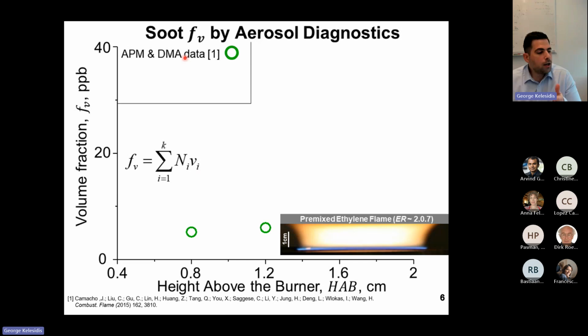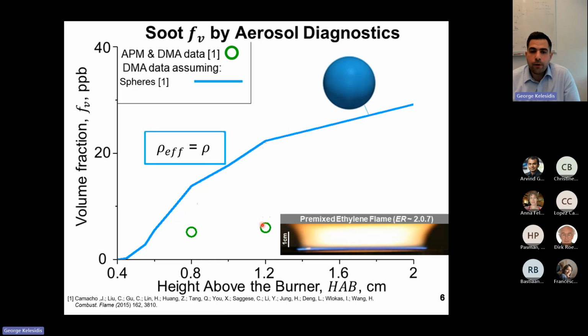So as you can see over here in this study, the soot volume fraction was obtained only at 2 single heights above the burner. So what is a more common method in this field is to measure the soot volume fraction using only experimental data from a differential mobility analyzer, so only the mobility size distribution data, and assuming spheres.